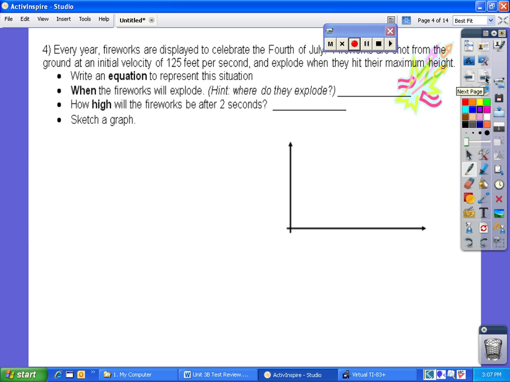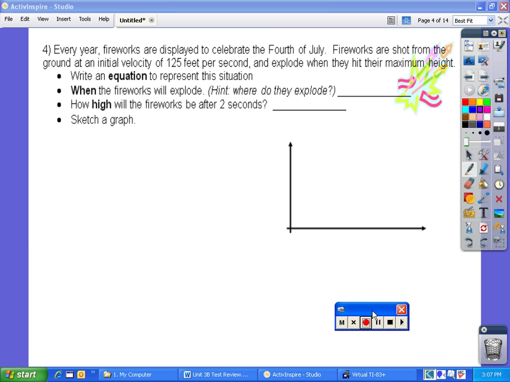Each year, fireworks are displayed to celebrate the 4th of July. Fireworks are shot from the ground at an initial velocity of 125 feet per second and explode when they hit their maximum height. Write an equation to represent the situation. So, our fireworks are shot from the ground. That means that our initial height is at the ground. When you're at the ground, you don't have a height. So the initial height is going to be 0.